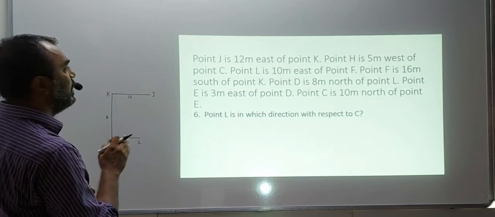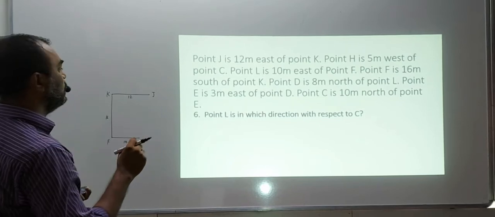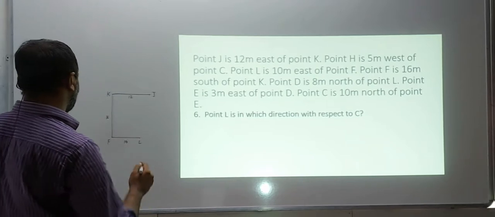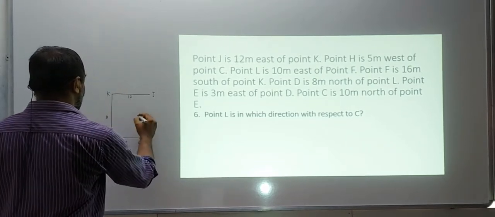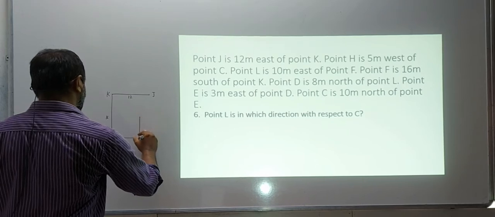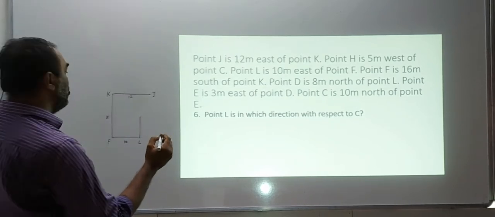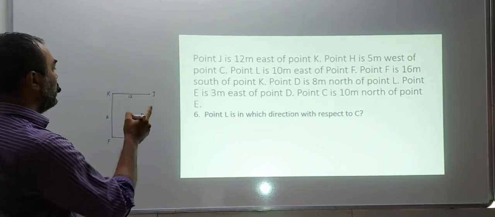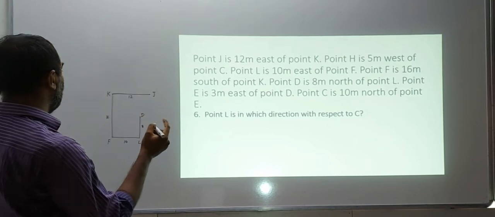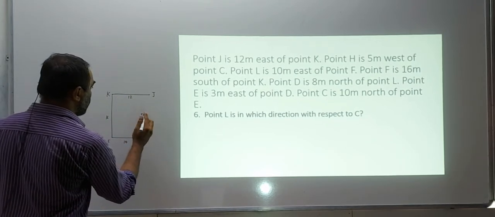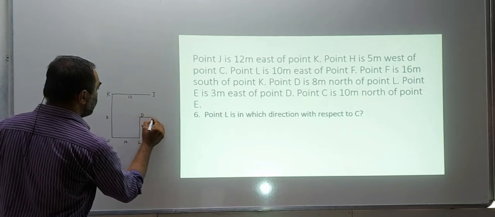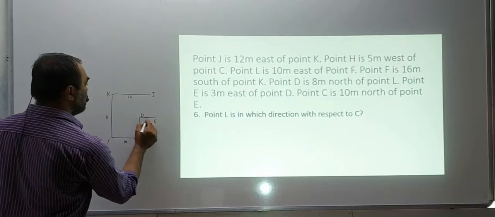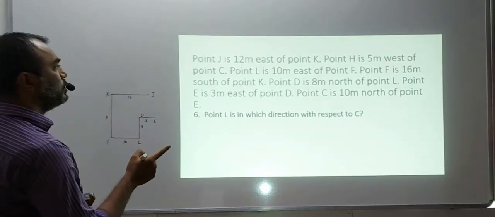So now we have got L. Anything to do with L here? Point D. Point D is 8 meter north of point L. So 8 meter is, this is 16, so almost halfway. So this is point D, 8 meter north of point L. Now point E is 3 meter east of point D. So this is 12 and this is 10. So difference of 2, but it is 3 meter east, so 1 more meter here. Yes? This is point E, 3 meter east of point D.